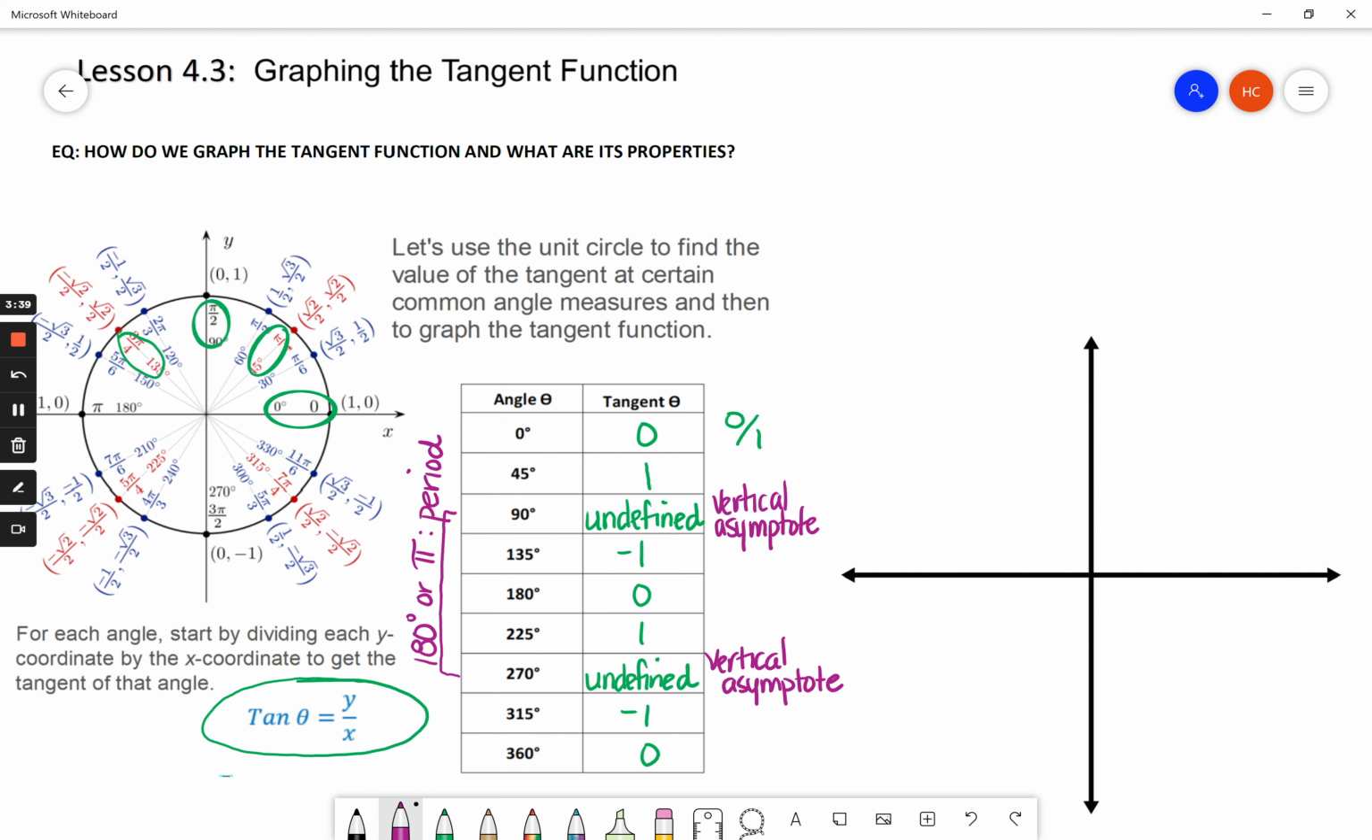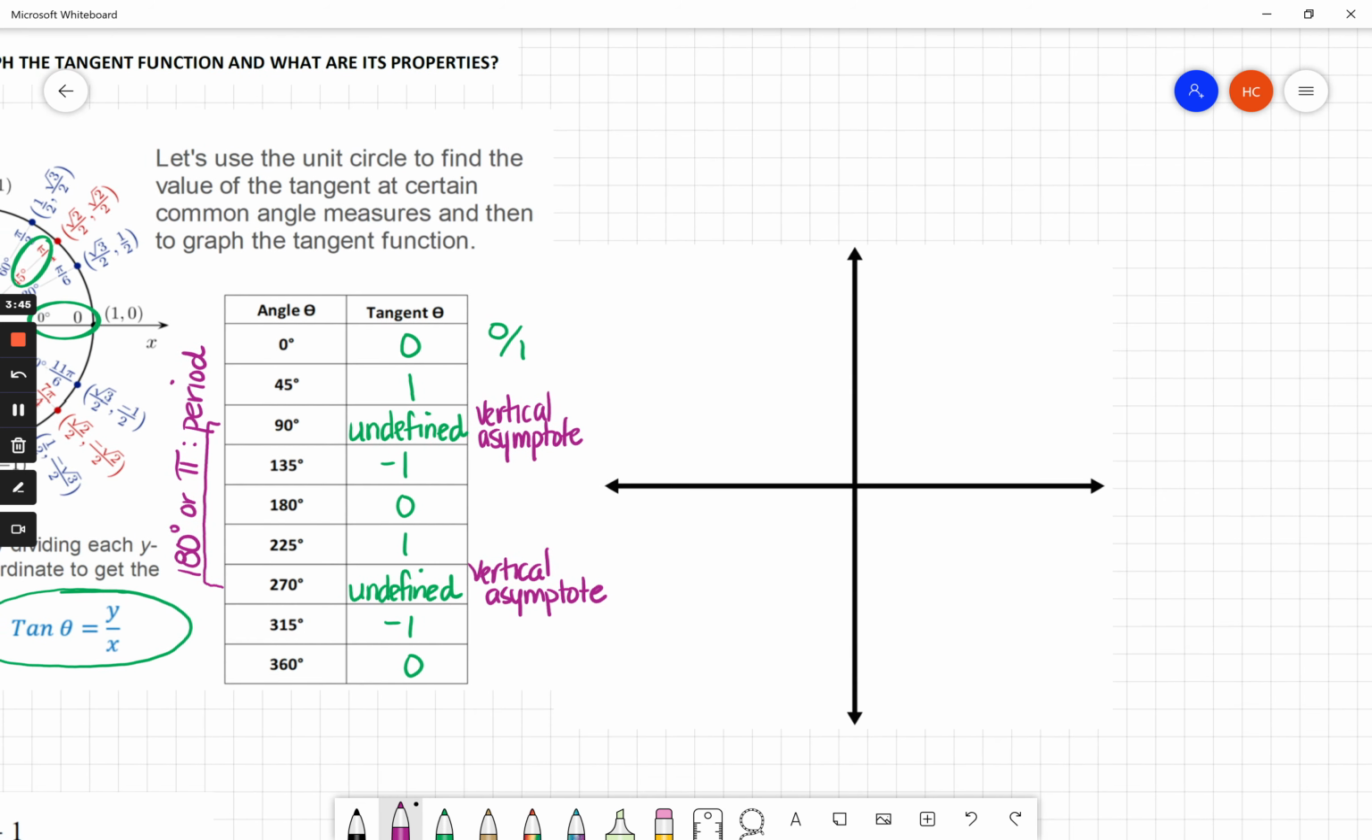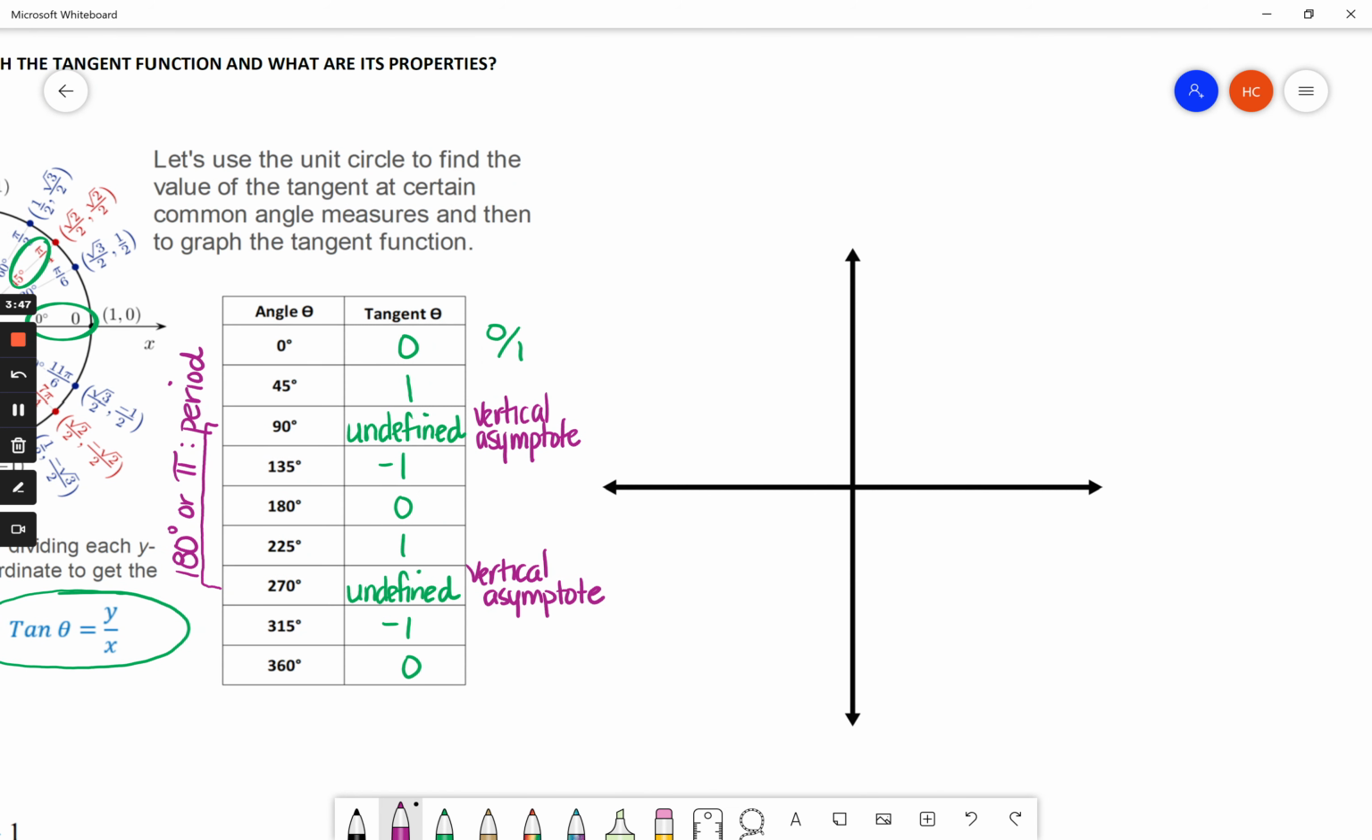So let's take these values and come over here to the right, and let's plot them on this coordinate plane. So the first thing I want you to do is let's divide up this x-axis. I'm going to do these by radians. This is going to be 2 pi. And if we look for a halfway mark here, pi, this would be pi over 2. And here would be 3 pi over 2.